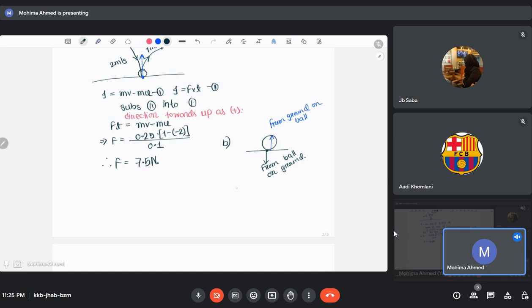So over here, the situation would look like 7.5 Newton, it would exert 7.5 Newton in the downward direction on the ground according to Newton's third law. This was the explanation for the concept.